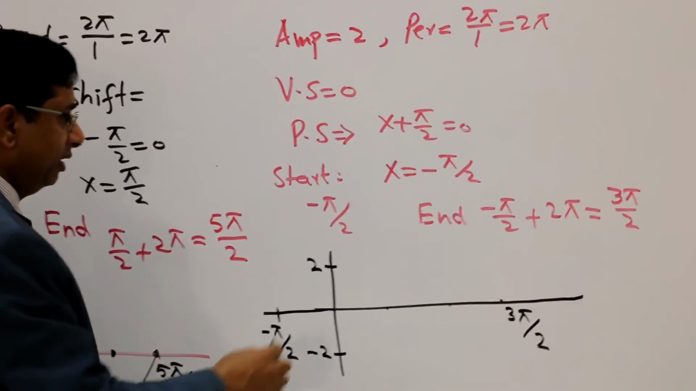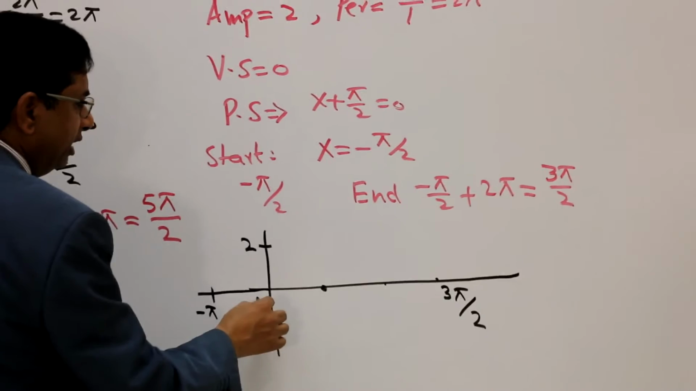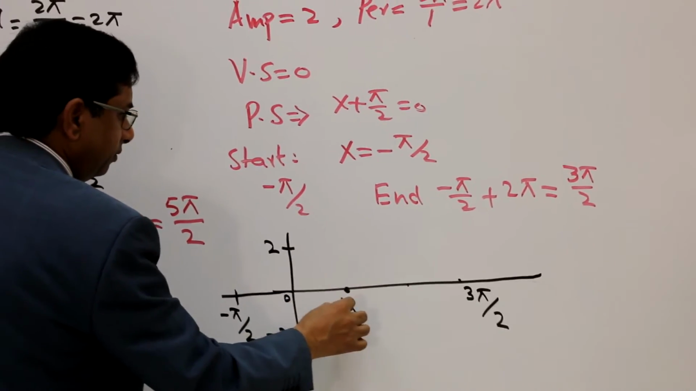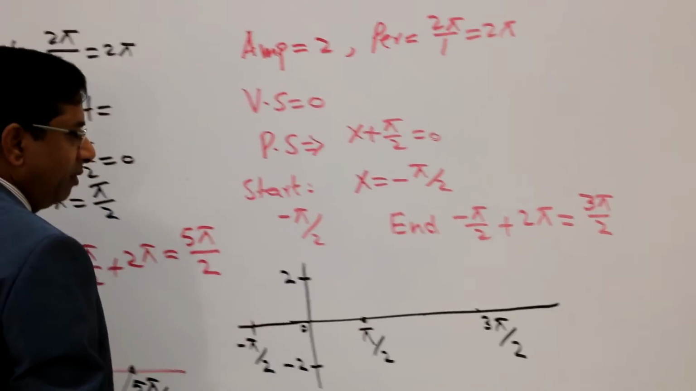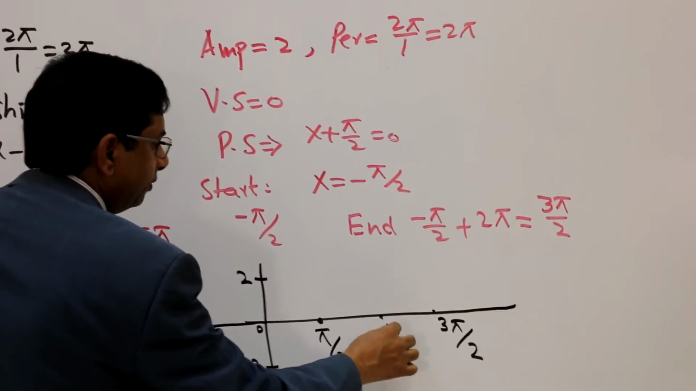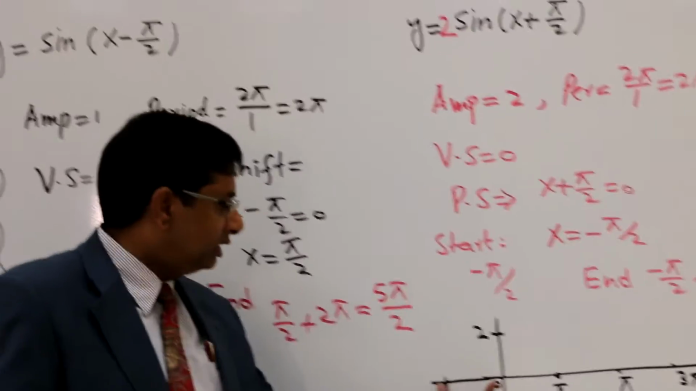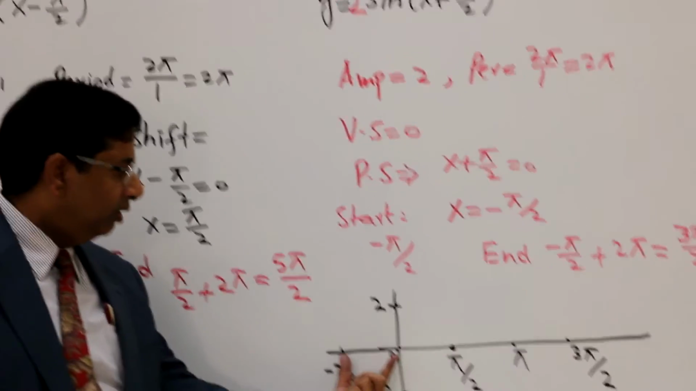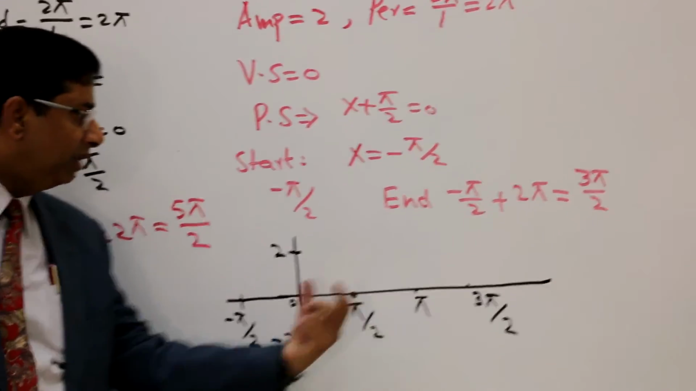Take its midpoint. The midpoint over here, this is 0. This is pi over 2. And this is pi. Because this distance is pi over 2. Okay, again pi over 2. So pi and so on.